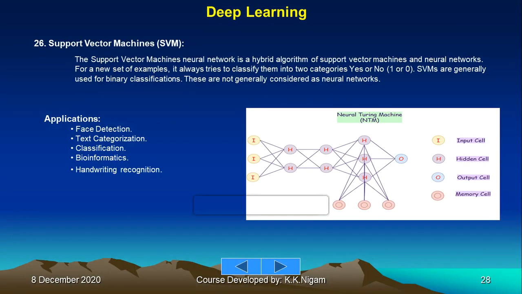Support vector machine, SVM. The support vector machines neural network is a hybrid algorithm of support vector machines and neural networks. For a new set of examples, it always tries to classify them into two categories, yes or no, 1 or 0. SVMs are generally used for binary classification. These are not generally considered as neural networks. Applications for these are face detection, text categorization, classification, bioinformatics, and handwriting recognition.